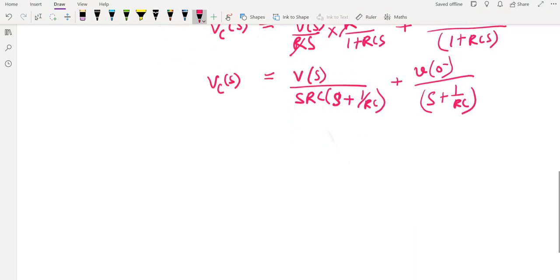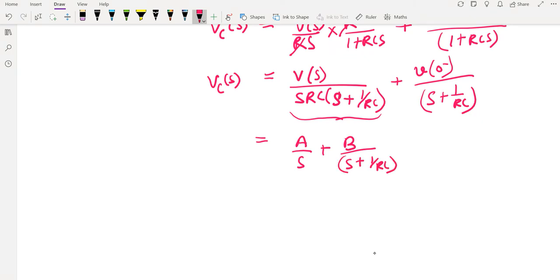Thereafter, this term can be solved by using partial fractions, and we will consider this whole term as A upon s plus B upon (s plus 1 by RC). Let us consider this, and we will keep it like this.